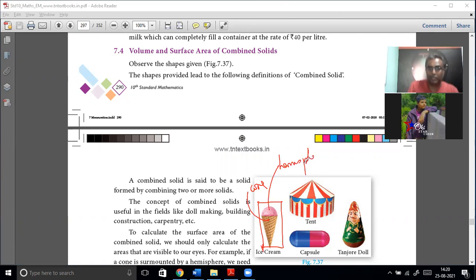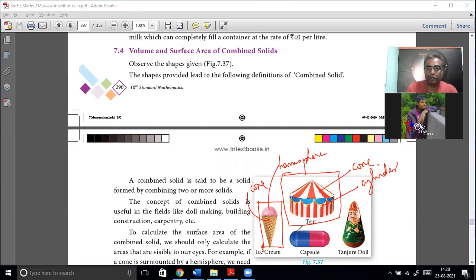Very good. Like this, if you answer, I will know that you are understanding. Okay. What about this tent? What are the things mixed in? What are the two things? A cone and the right cylinders. Very good. That is what I want.